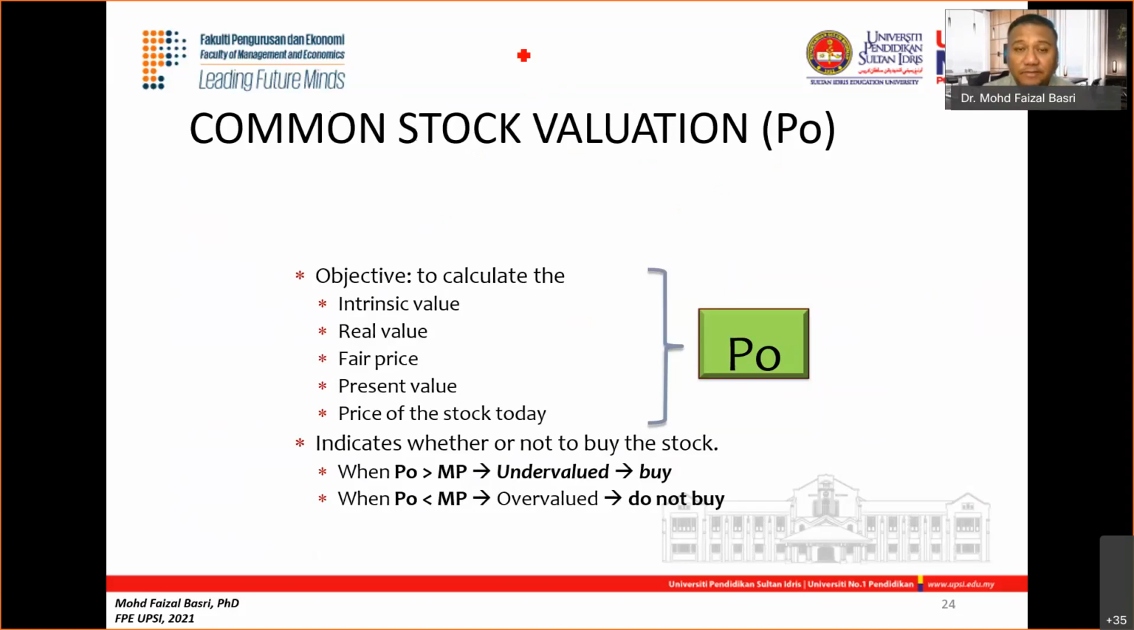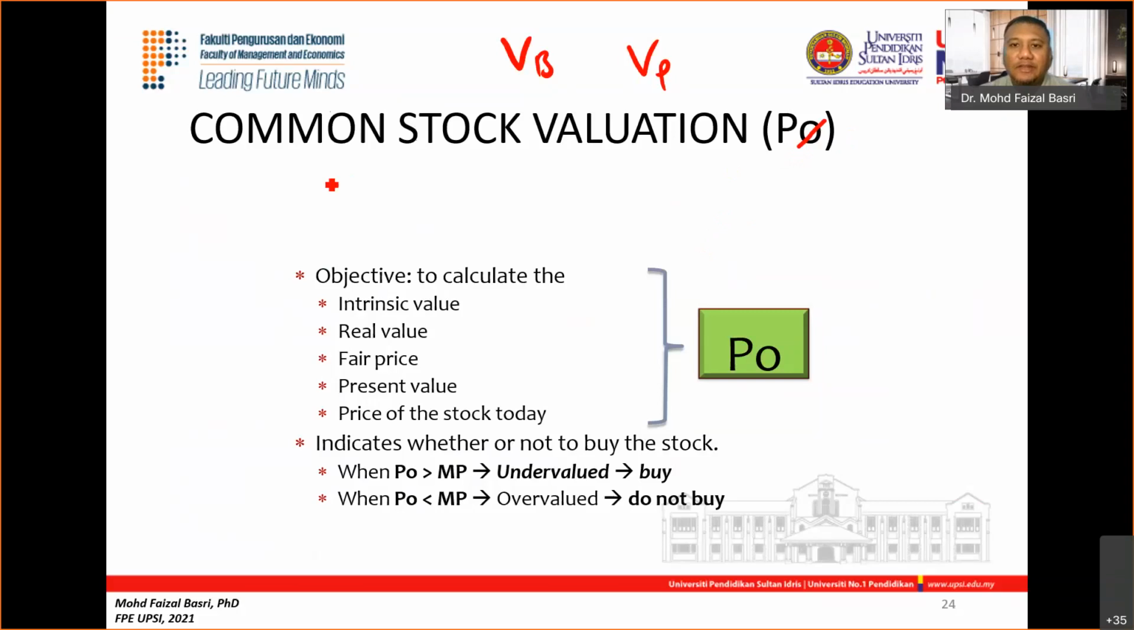And again, if you remember, for bond, the valuation is VB. For preferred, just now, we use VP. But for common stocks, we drop the V. We just focus on the price. This is not the letter O, this is zero. P0.